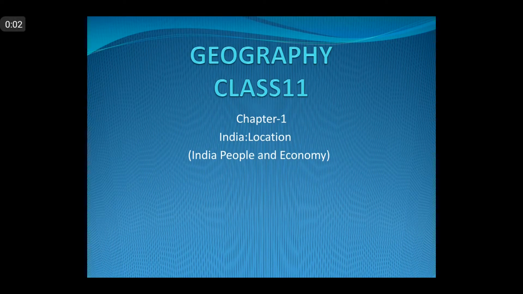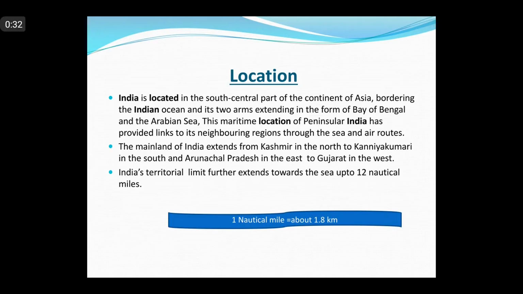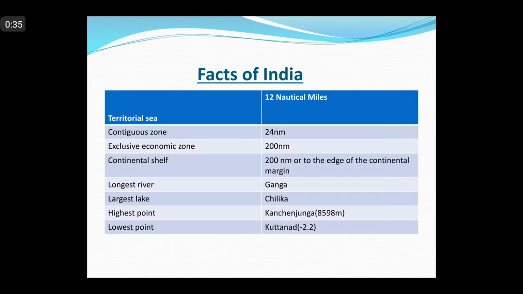Good morning, students. Let us continue the same chapter, India Location, Chapter 1 from the book India People and Economy. We have discussed topics like location, latitudinal extension, longitudinal extent and its implications on the Indian people, number of states and union territories, and the concept of Indian Standard Time. We will discuss today total area, size and India's relation with the neighboring countries.